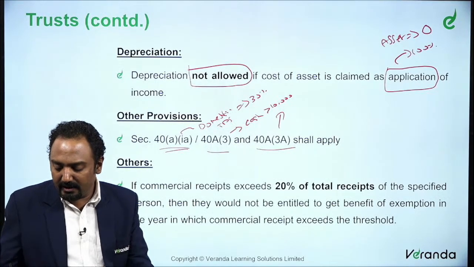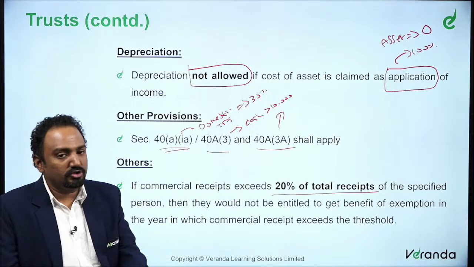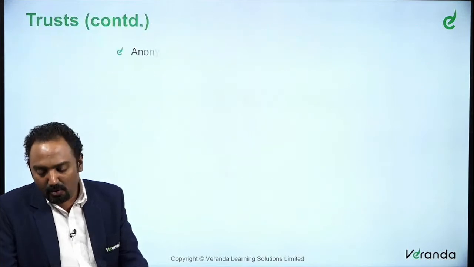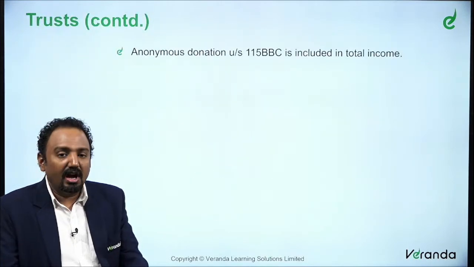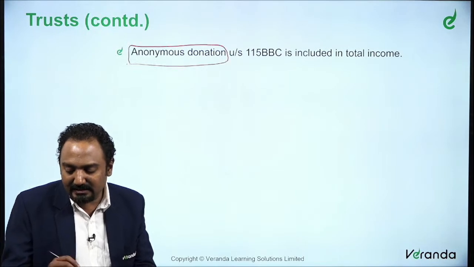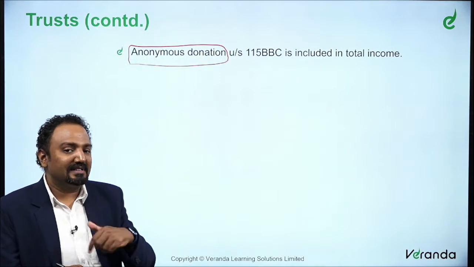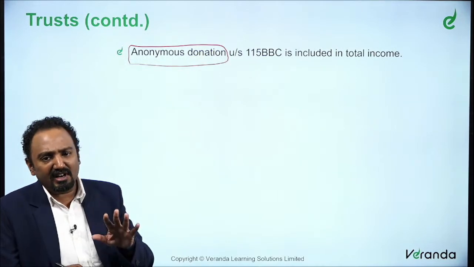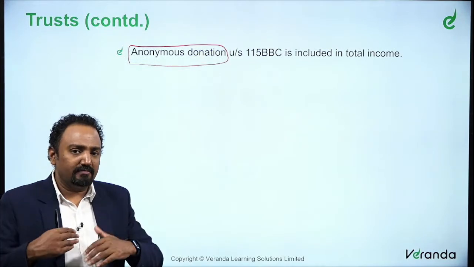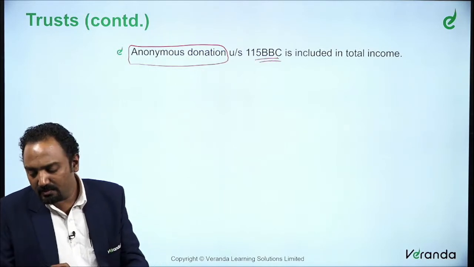Apart from this, we already discussed that commercial activity, even of an education institution or hospital, shall be okay if it is less than 20%. And there is whatever is called anonymous donation. We will see this in detail in a separate slide, so I am not going to say even a word about this now. The word anonymous just means I do not know who gave it to me, but I have got some. The treatment is discussed in 115BBC.